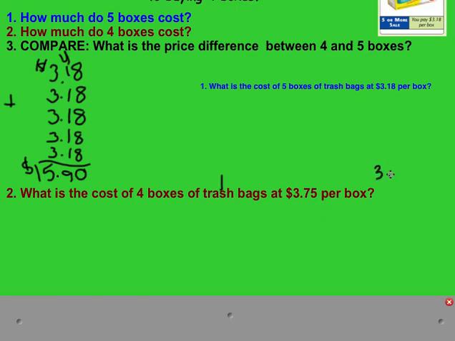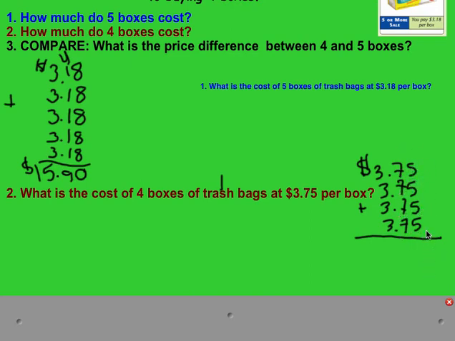Here we go. All right. Notice that my hundredths line up, my tenths line up, my decimals line up, and my ones all line up. I even put the dollar sign to help me remember that we're using dollars. I wrote it 4 times because we're looking for 4 boxes at $3.75 per box.